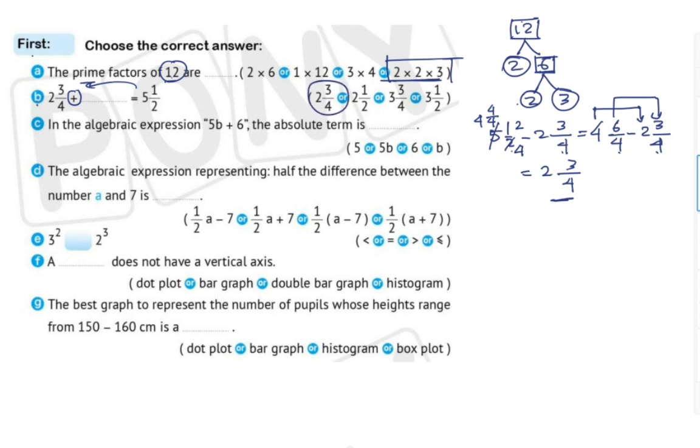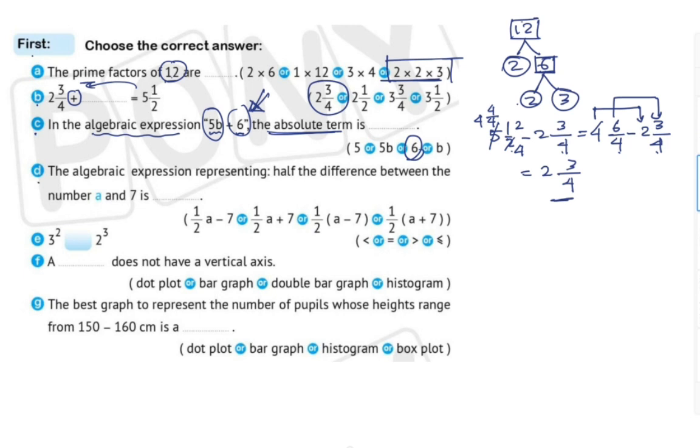2 and 3/4. Next point, in the algebraic expression 5p plus 6, the absolute term is... Now we have an algebraic expression consisting of two terms. One of them is the algebraic term and the other is the numerical term or absolute term. So the absolute term, that's the numerical term, is 6.